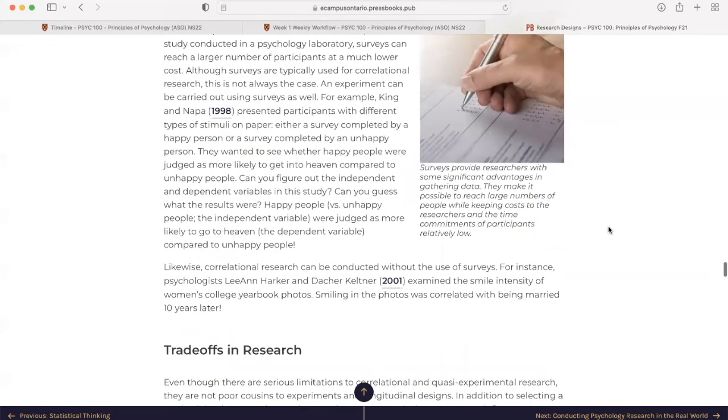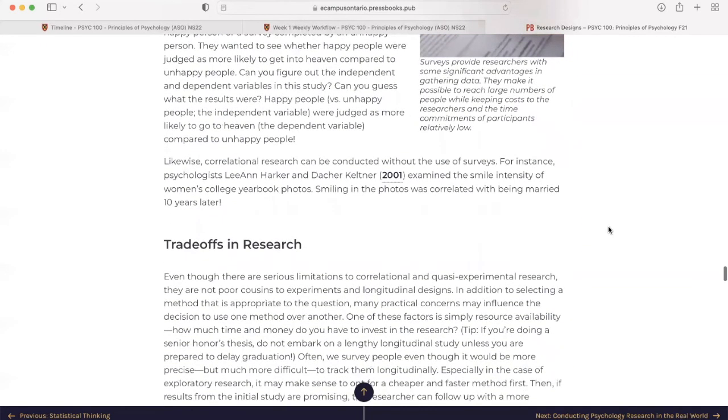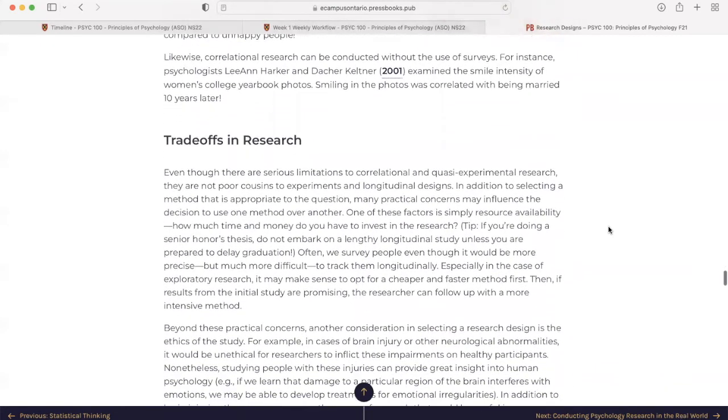Likewise, correlational research can be conducted without the use of surveys. For instance, psychologists Leanne Harker and Dacher Keltner in 2001 examined the smile intensity of women's college yearbook photos. Smiling in the photos was correlated with being married 10 years later.